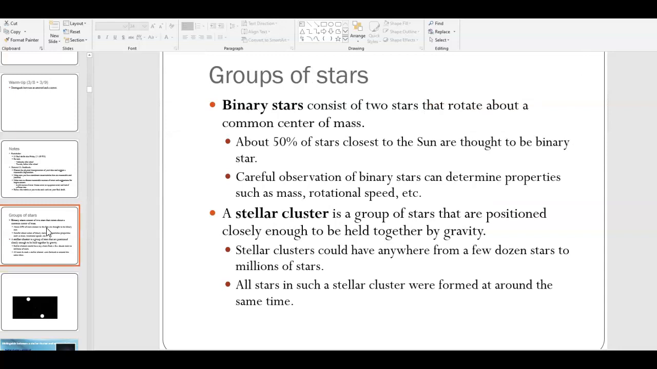If you've ever seen Star Wars and you've seen there are two suns in the sky, that's a binary star system. And then you also have a stellar cluster. A stellar cluster is a group of stars that are positioned closely enough to be held together by gravity. And again, that's kind of a definition-type thing that you need to be aware of. Stellar clusters, because they're all that close together, that means all of the stars in a stellar cluster were probably formed at around the same time.